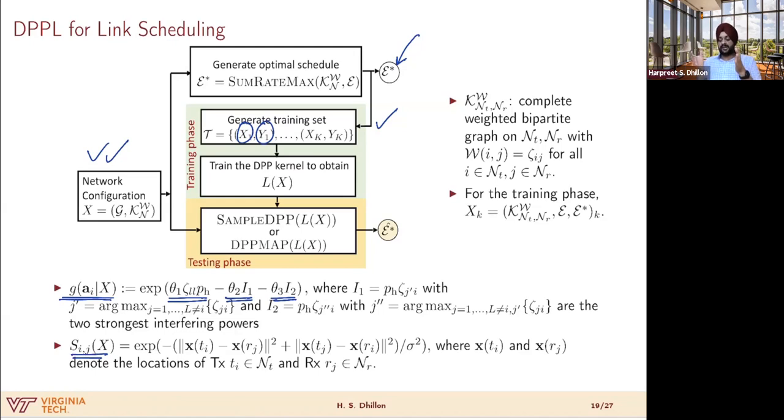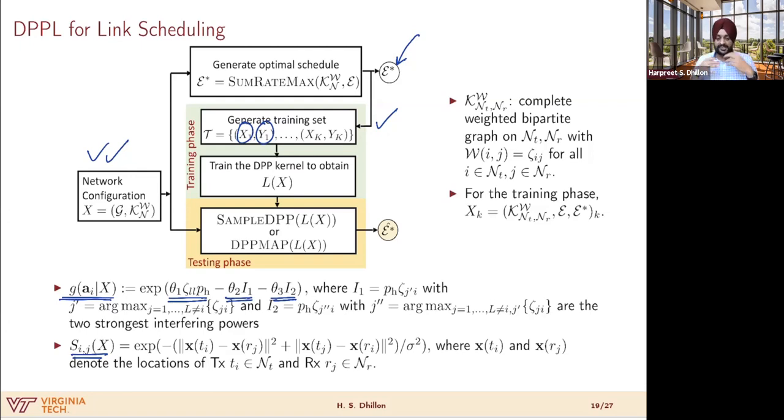So if two nodes are located very close to each other, we say that those two nodes are similar, right? Because we don't want to select them to transmit on the same resources, because they will interfere. Just one way of selecting quality and diversity. Under these assumptions, we trained the DPP.